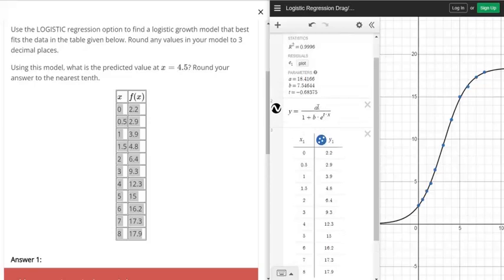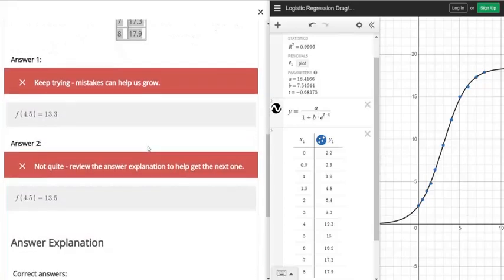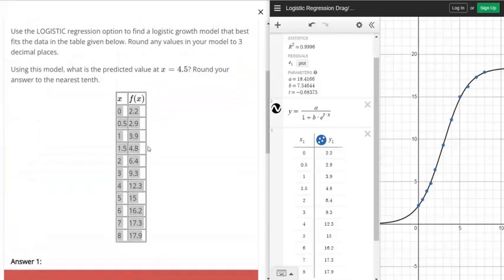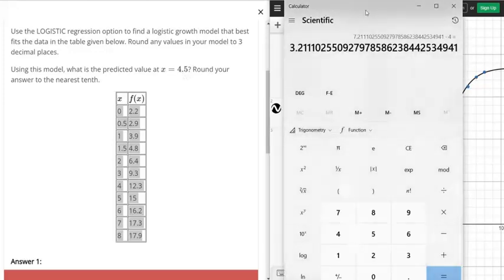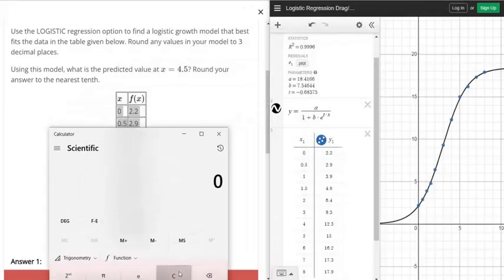So the top number is 18.41. Oh, it says the nearest tenth. So 18.4 is my top number. B is 7.5, and C is negative 0.7. Oh, wait, and it said, what's the prediction at 4.5? So we've got to use those rounded values to help us make the prediction.